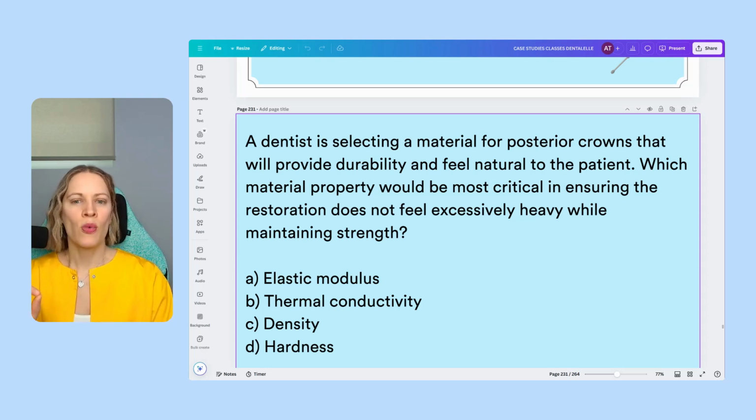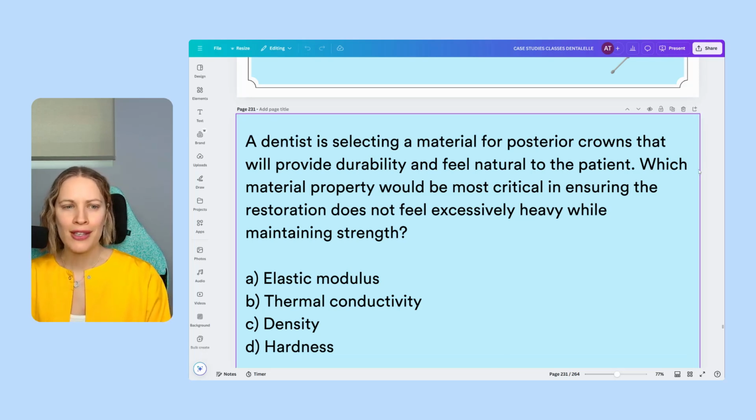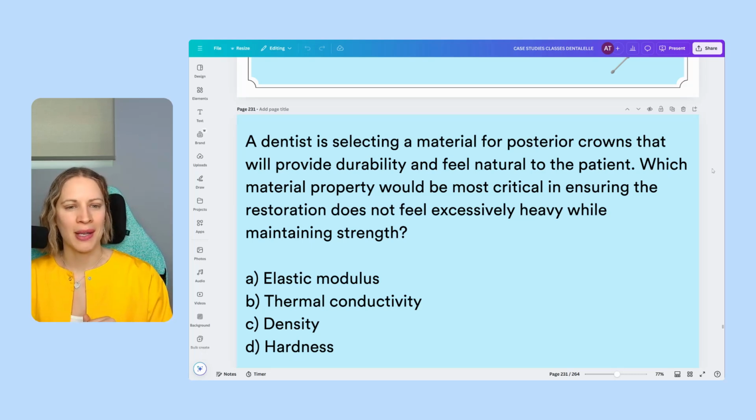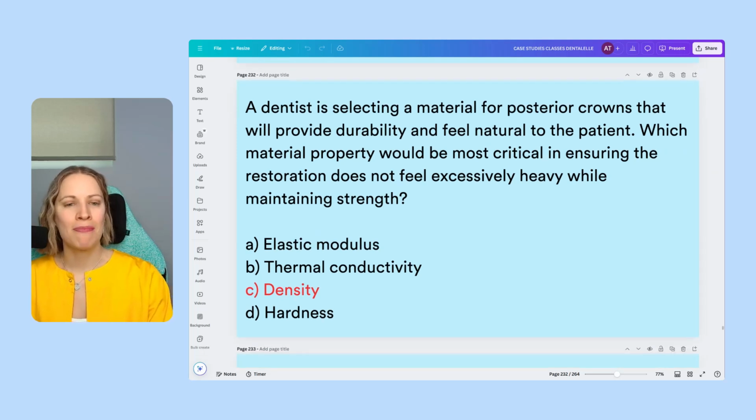Again, which material property would be most critical in ensuring the restoration does not feel excessively heavy while maintaining strength? Which one of these deals with maintaining strength? Feel free to pause the video if you still have to think about it. The answer is density. Density determines the strength of the material. That's the direct definition of density.